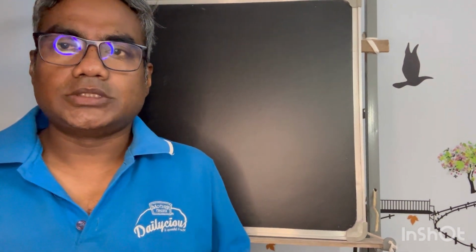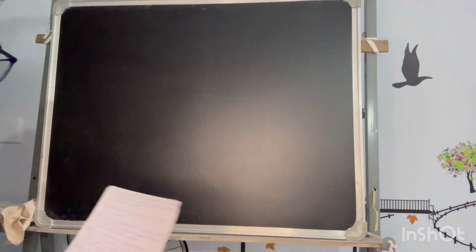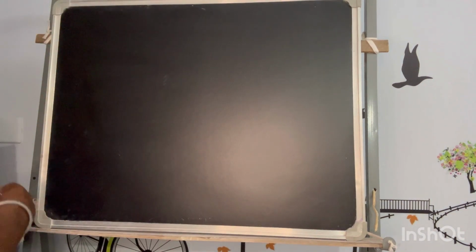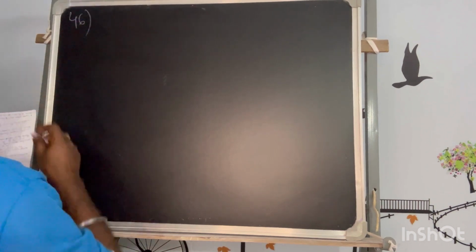Now, this segment is the last segment of ratio and proportion where we'll discuss a few more problems, as the commitment was there to complete 50 problems. So, the rest of the problems we will discuss today. Okay. So, the next problem that will come is number 46.